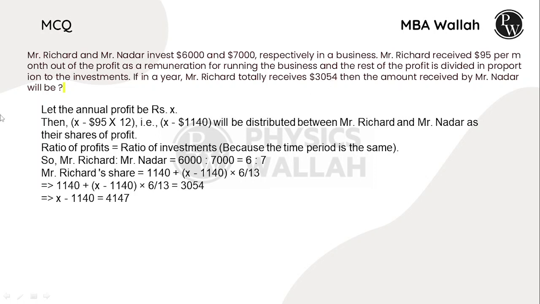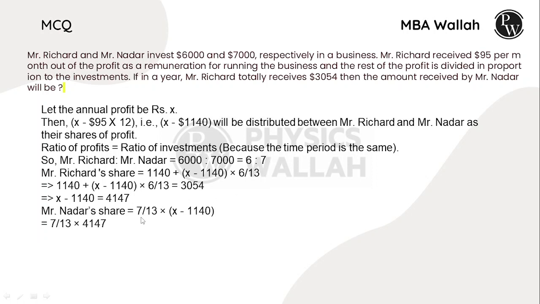Now on solving this, we will get $3,054, because here in the question it is mentioned that if in a year Mr. Richard totally receives $3,054, that means Mr. Richard's share in a year will be 1,140 plus X minus 1,140 into 6 by 13, which will be equal to $3,054 as per the question. Now on solving this, we will get the value of X minus 1,140, which is equal to $4,147. Therefore, Mr. Nadar's share will be 7 by 13, because the ratio is in 6 is to 7 form.